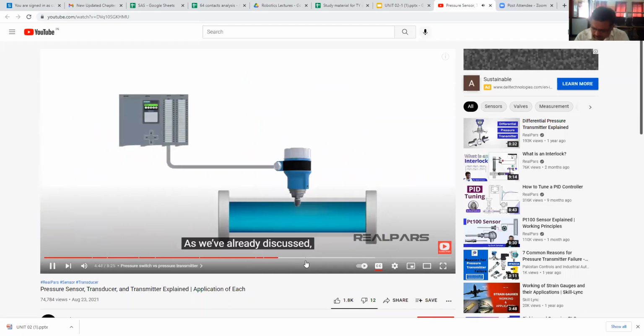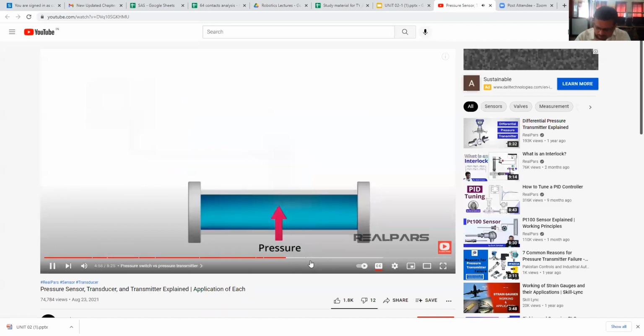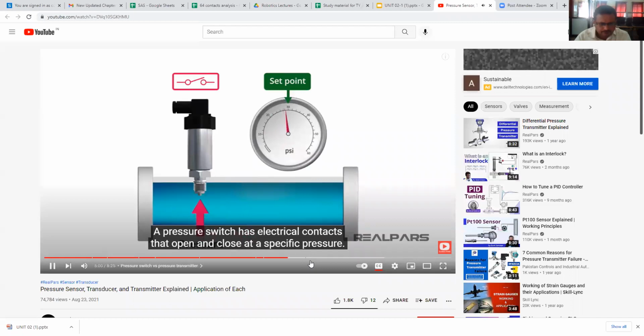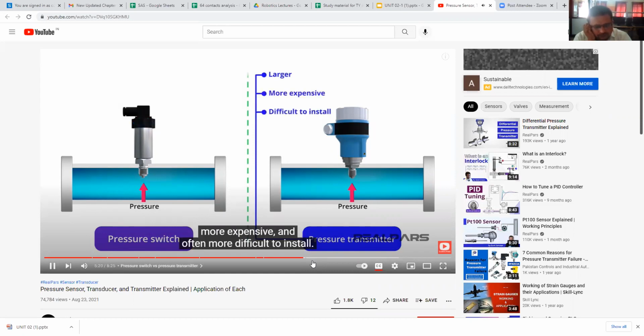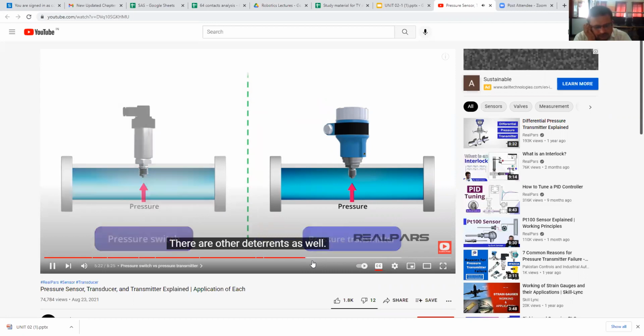As we've already discussed, a pressure transmitter produces an analog electrical voltage or current signal representing 0 to 100% of physical process pressure. A pressure switch has electrical contacts that open and close at a specific pressure. Can a pressure transmitter be used to function as a pressure switch? The answer is absolutely yes. But is it really worth it? First of all, a pressure transmitter is larger, more expensive, and often more difficult to install. There are other deterrents as well.